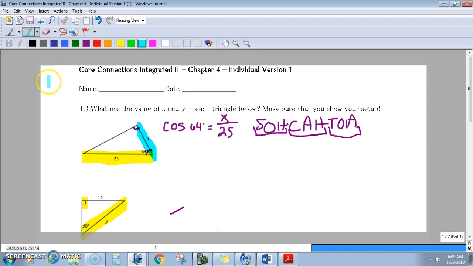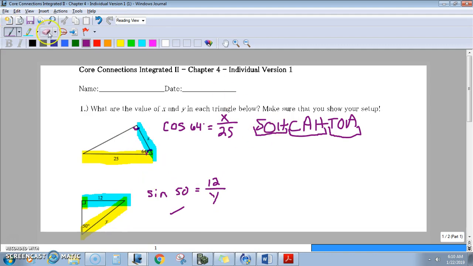And in the triangle below, I'm given the side that does not touch the angle. It's directly opposite the angle, so that's going to be the sine. So this one down here is going to be the sine of 50 degrees is equal to, and this time my variable is going to be on the denominator, 12 over y, because y is the hypotenuse. Y, the yellow one is the hypotenuse in both of them.